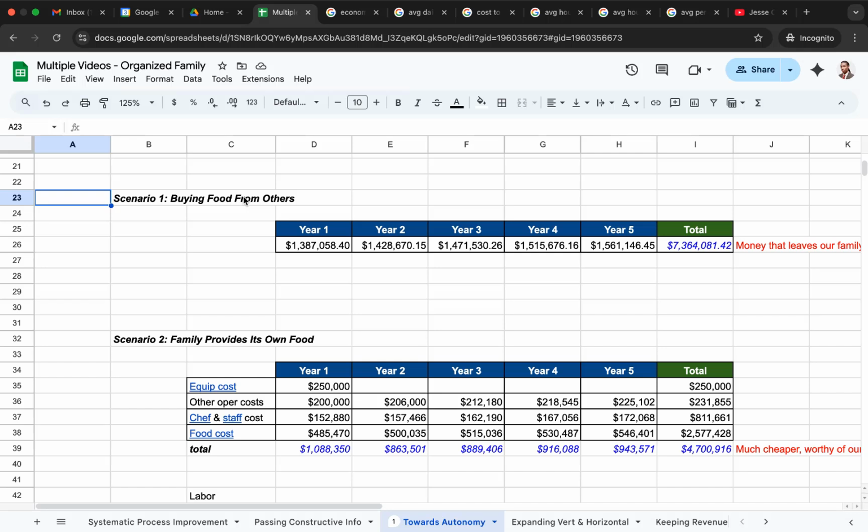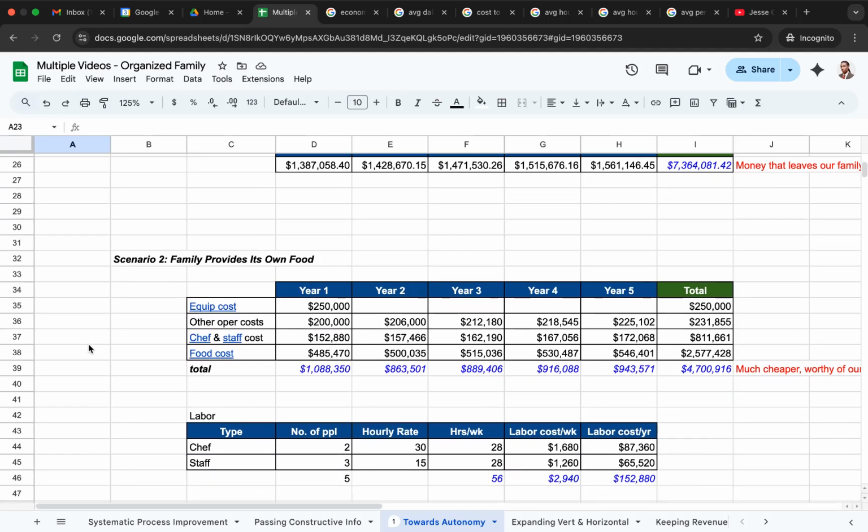This is just an example of autonomy. Autonomy is something that needs to happen in many different categories, but I'm going to use food as an example that will make sense to most people. So in scenario one, I'll talk about buying food from others. And down here in scenario two, I'll talk about a situation in which the family provides its own food.